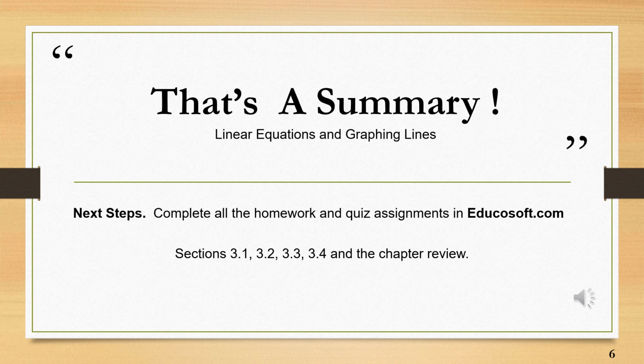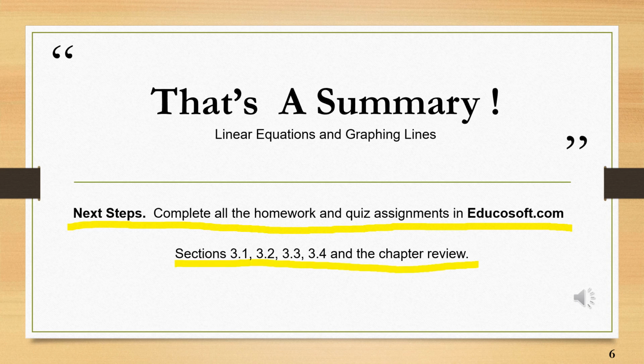That's a quick summary of linear equations and graphing lines. So your next steps are to complete all the homework and quiz assignments in educosoft.com. That comes from sections 3.1, 3.2, 3.3, 3.4 in the chapter review before you take the next assessment. That's it.